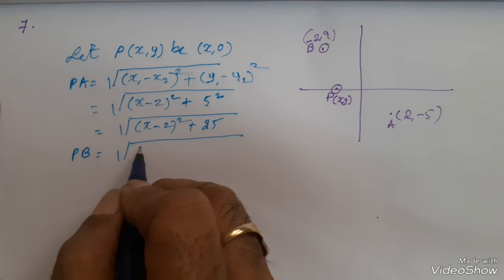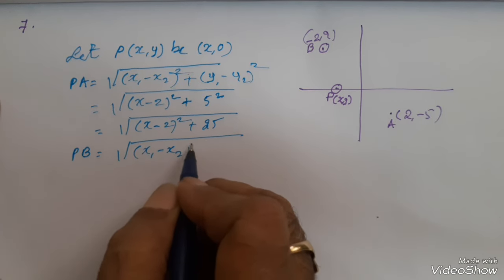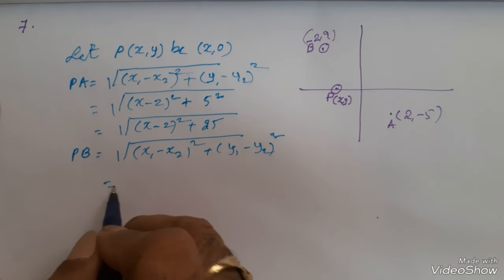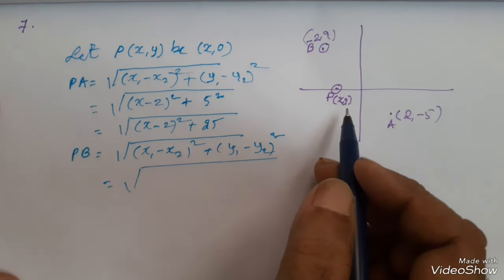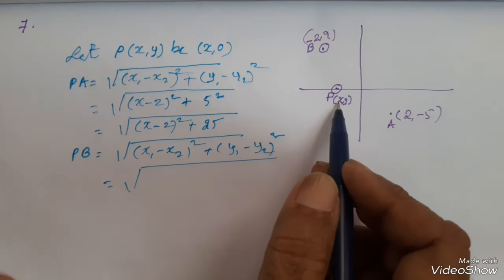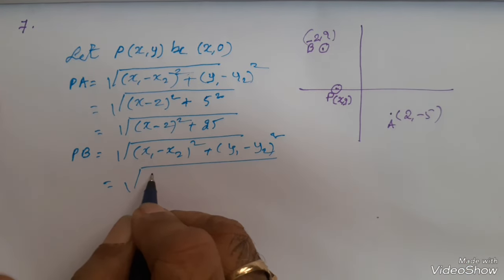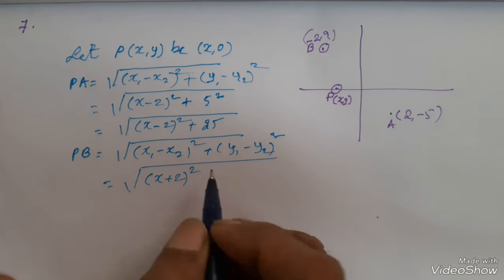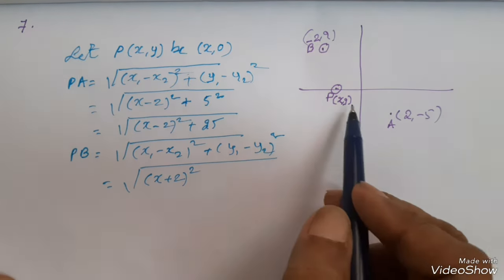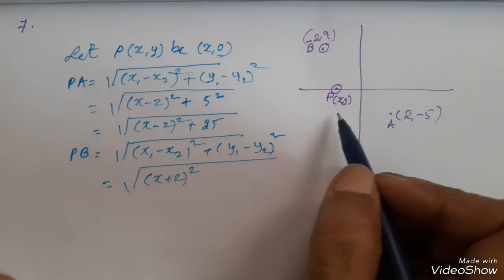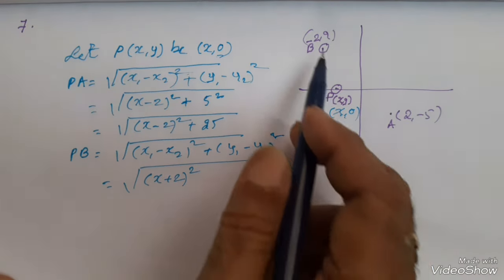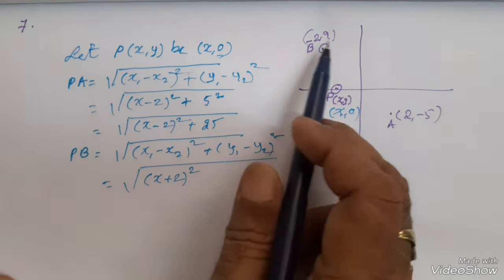Again, you take the same formula, (x1 minus x2) whole square plus (y1 minus y2) whole square. So again, substitute the values. This is x1, y1, this is x2, y2. So x minus of minus 2, so we get here (x plus 2) whole square. We are taking these 2 points, x, 0 and minus 2, 9. Now y we know it is 0, so we can take here x, 0 also. So we want to find the distance between these 2 points. This is x1, y1, this is x2, y2.